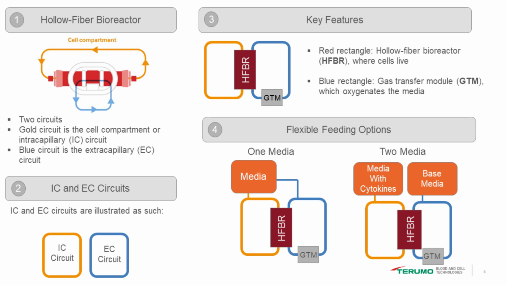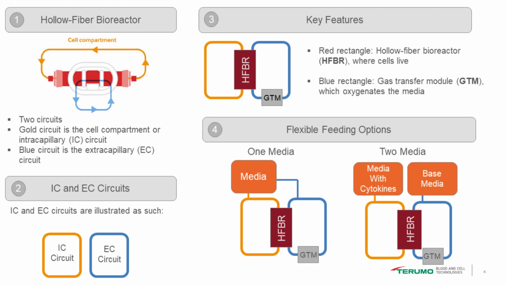So digging more into the concept of how our hollow fiber bioreactors work, I've put together a couple of diagrams here to walk you through. Again, thinking about that standard size bioreactor compartment illustrated here in box 1. Within those fibers, that's where the cells live. That is the cellular compartment colored here in gold. Again, that's our IC, intracapillary circuit. Outside of the hollow fibers, where the cells do not live, is a blue circuit in these diagrams, and that is also known as the extracapillary circuit.